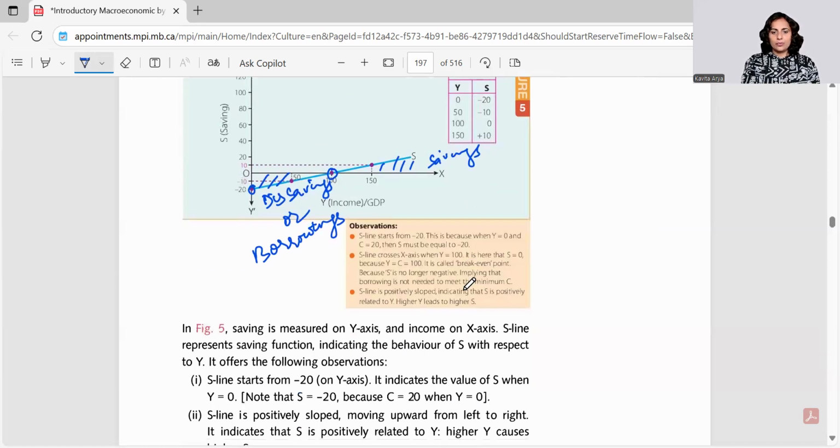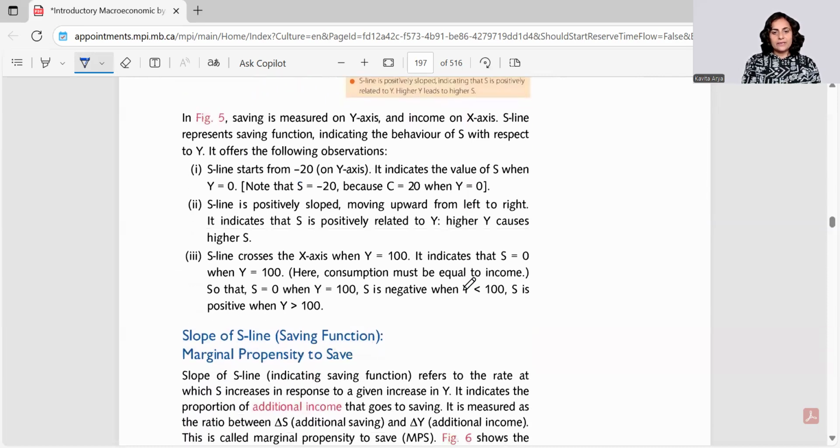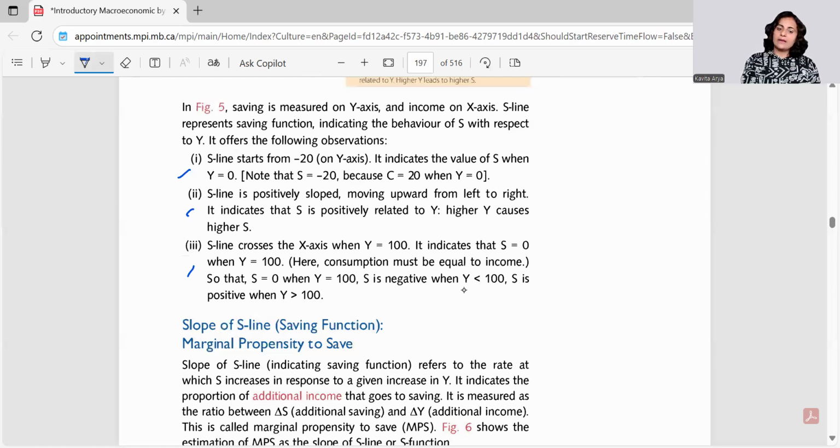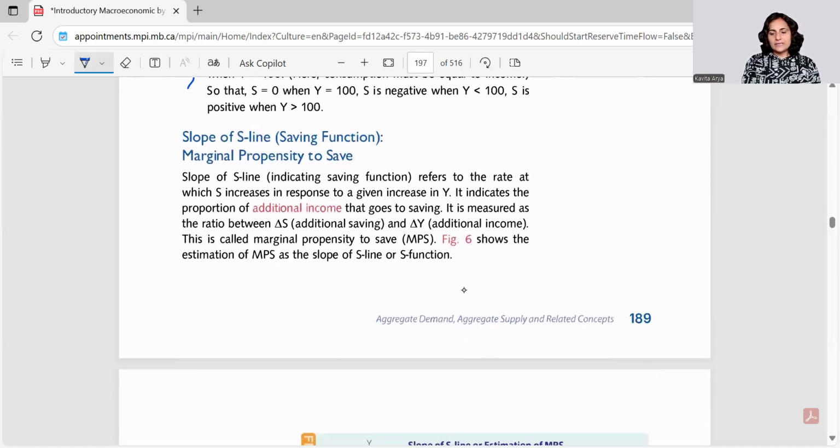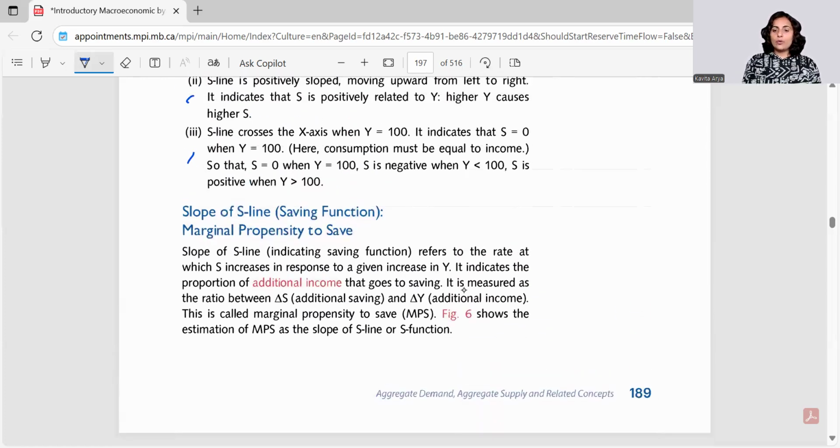Right. So let's proceed further. All these 3 points have already been talked about. And then again, the slope of the S line. What do we know about the slope? Slope is the rate of change. This is a universal definition, rate of change, right? So slope of C means rate of change of C. Slope of S means rate of change of S.